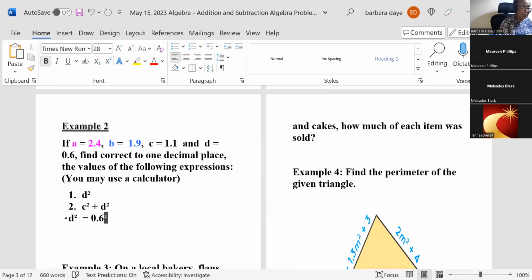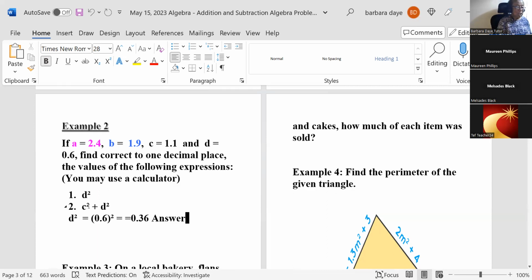So what's 0.6 times itself? Okay, let me just put that in. That's 0.36. Yeah, that's what I got, the same answer. Okay, so let's put that plus 1.1. So you got that one. Now do C to the second plus D to the second. Okay, here's your answer.